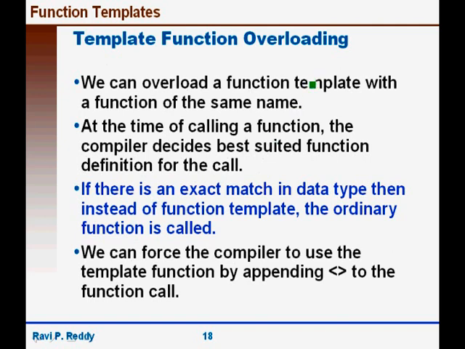So we can overload a function template with a function of the same name. At the time of calling the function, the compiler decides the best suited function. If there is an exact match in the data type, then instead of the function template, the ordinary function is called. That means the specific function is given first preference as compared to the function template. However, if you do want to use the function template even when a specific function exists, we can force it by appending this symbol, the template symbol, to the function call.